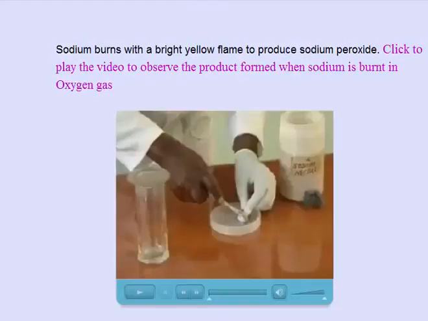Sodium burns with a bright yellow flame to produce sodium peroxide. Click to play the video to observe the product formed when sodium is burnt in oxygen gas.